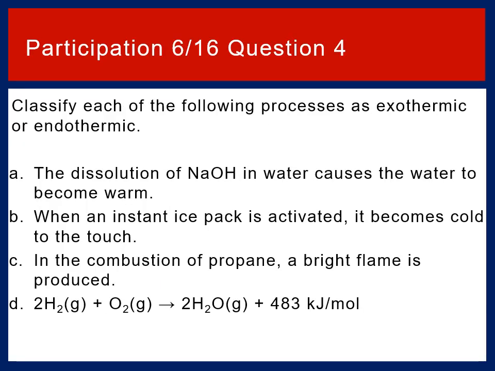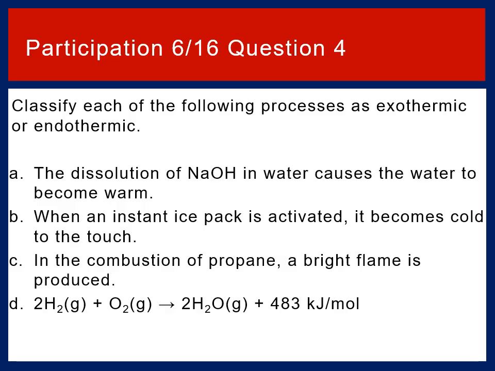Participation 616, question 4. Classify each of the following processes as exothermic or endothermic. A, the dissolution of NaOH in water causes the water to become warm. B, an instant ice pack is activated, it becomes cold to the touch. C, in the combustion of propane, a bright flame is produced. And D, 2H2 gas plus O2 gas yields 2H2O gas plus 43 kilojoules per mole. This is the fourth question on participation 616 due Tuesday, June 16th at 11:59 p.m. over on Blackboard. Link to the assignment is right below links to these videos.